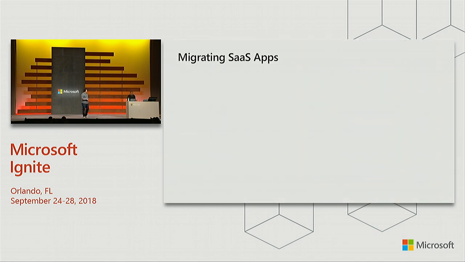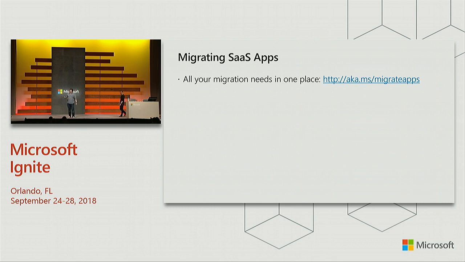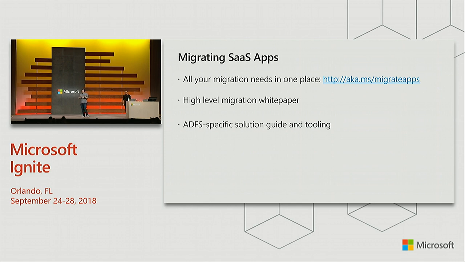Okay, so you want to migrate your SaaS apps from ADFS to Azure AD. Hopefully you're convinced. If that robot didn't do it, I don't know, nothing's going to, right? So all your migration needs are in one place. We frequently hear this feedback, like, this is too spread out, where do I go? Go here, start here, aka.ms/migrate-apps. In there, we have a high-level migration white paper that walks you through the process, the different phases you should go through when you're onboarding applications. But then we also have some very specific guidance as well.